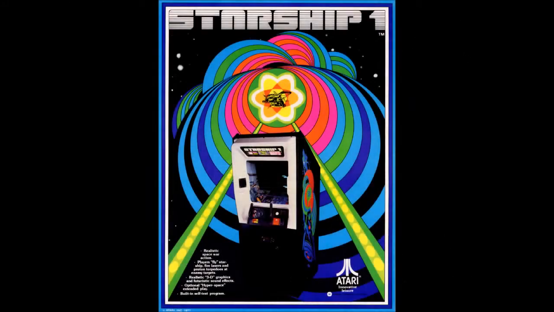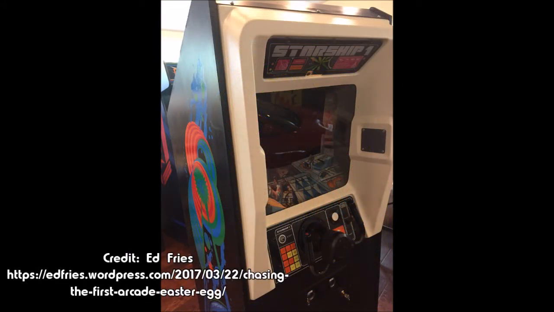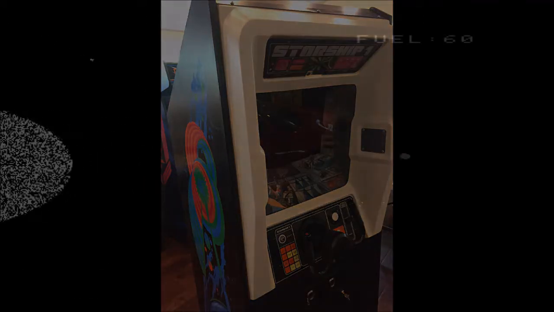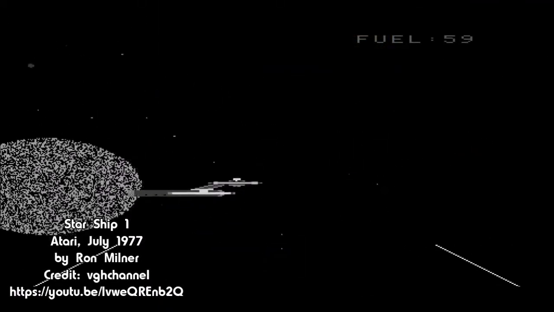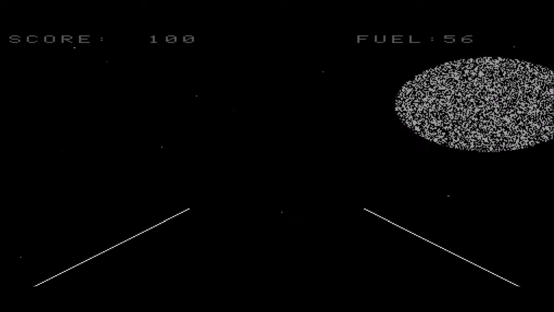And finally, in July 1977, Atari released its Starship One arcade game. As far as I can tell, this was the very first video game to put you in a first-person cockpit perspective, and ended up serving as the progenitor of ideas that would appear multiple times over the next decade, both from Atari and from its competitors.